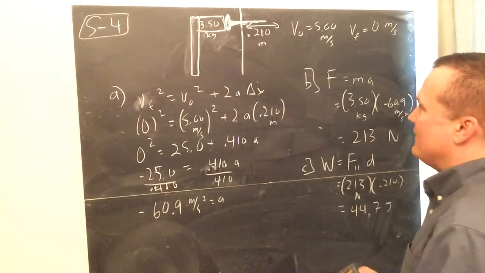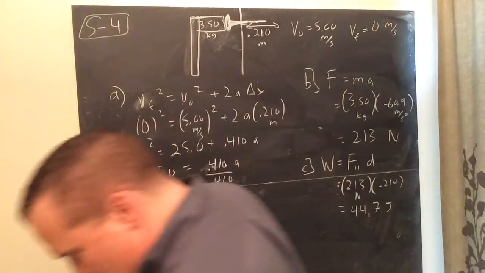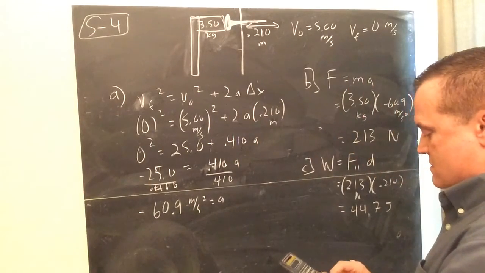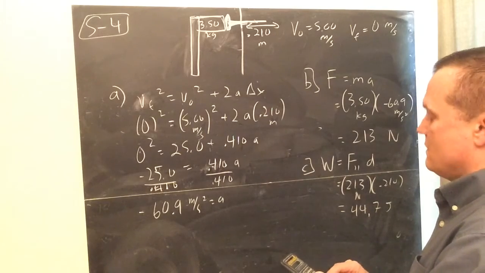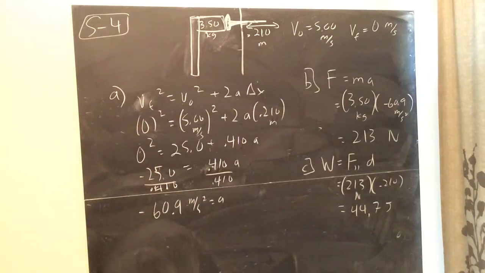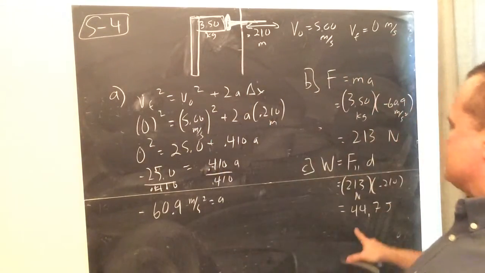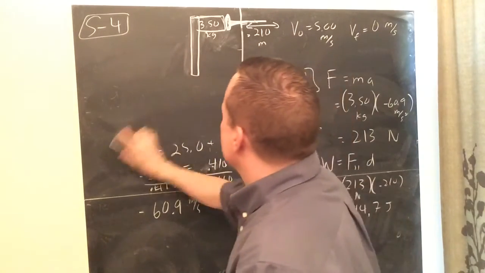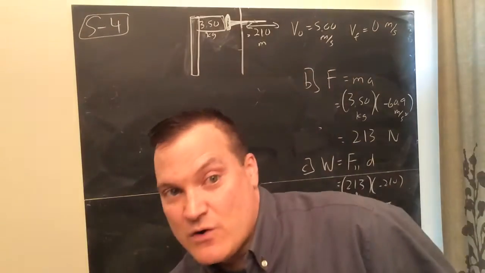Okay, now here is the interesting thing. Why did I want to go through that? I want to show you something kind of interesting. We went through all these steps to get 44 joules. Now, the sledgehammer was moving. It had to have energy to do that work.